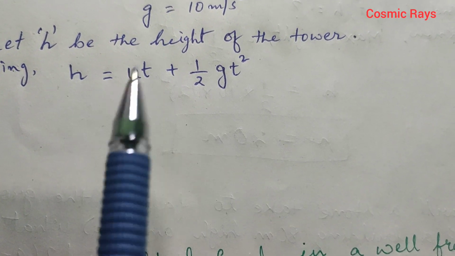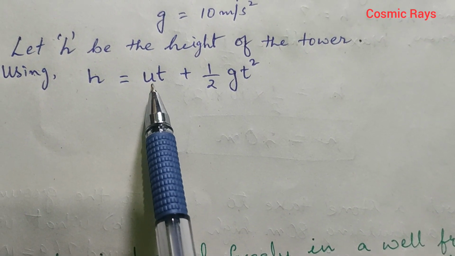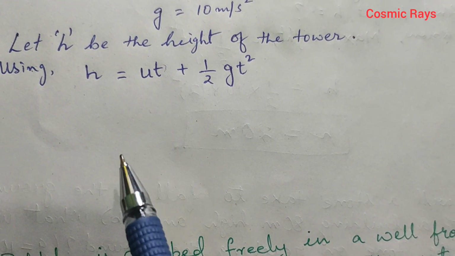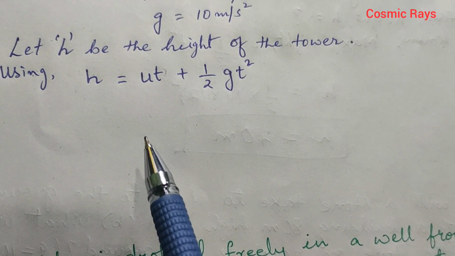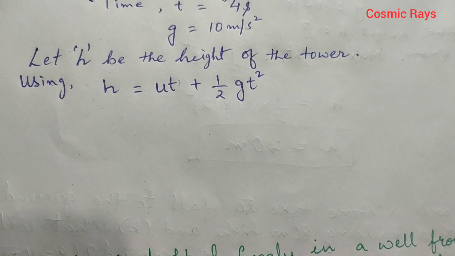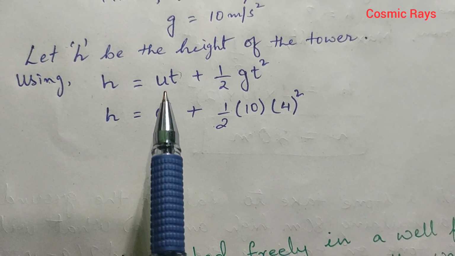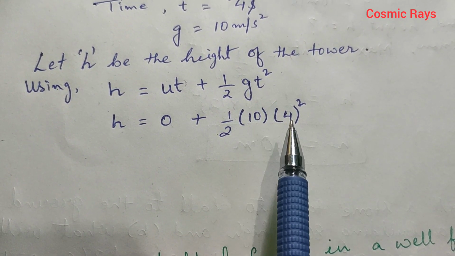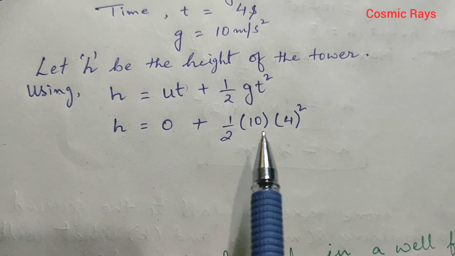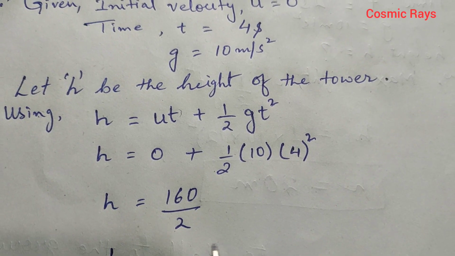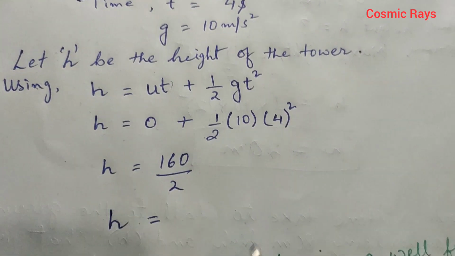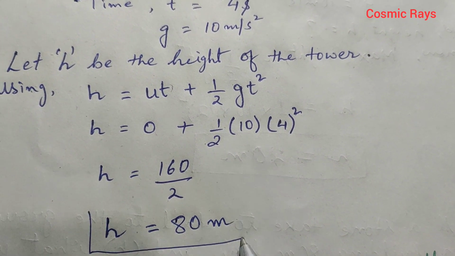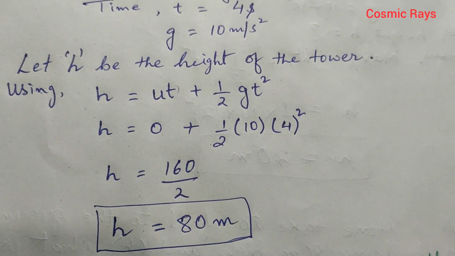Now when we use this equation, as the initial velocity u is 0, this whole term becomes 0. So instead of this, we could have just written h equal to half gt square. That is the equation for the maximum height. Now putting the values, since u is 0, 0 multiplied by t is 0, plus half, g is 10 and time taken is 4, so square it. Now solving this, we find that h is equal to 160 upon 2. So when we divide it, we find it to be equal to 80 meters. Unit is very important. This is the answer.